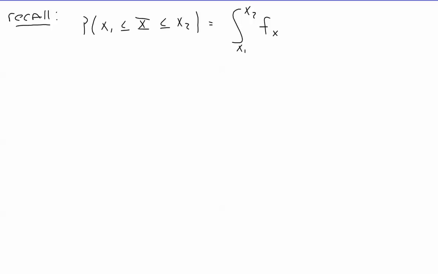Recall this property from early on in our discussion of probability density functions. The probability that my random variable, capital X, lies within the range x1 to x2 equals the definite integral of my probability density function for x between points x1 and x2. That's one of the central properties for probability density functions.